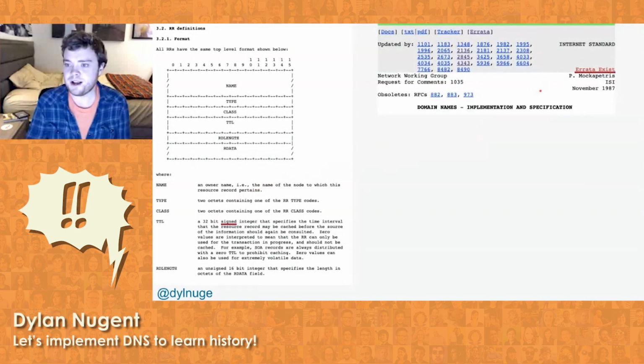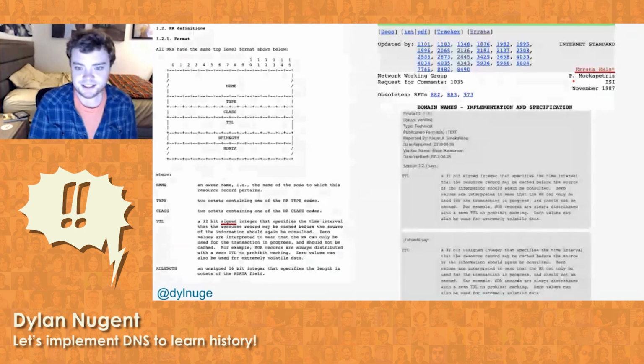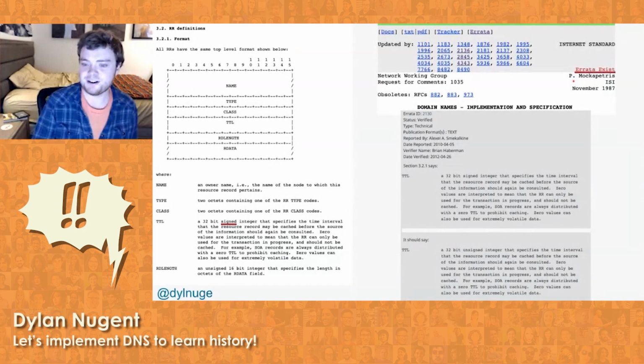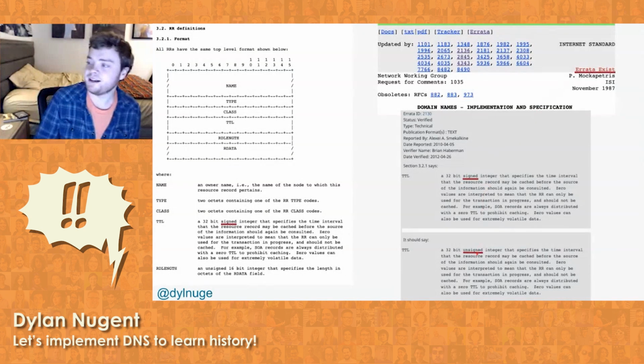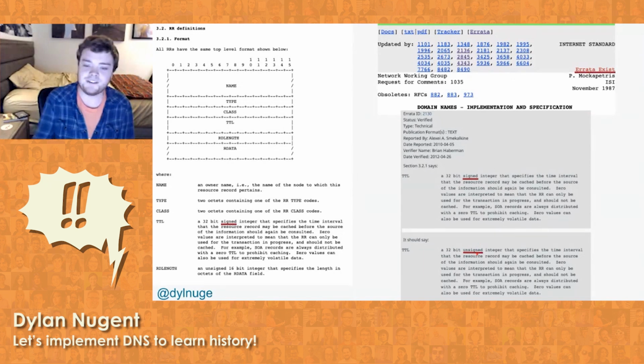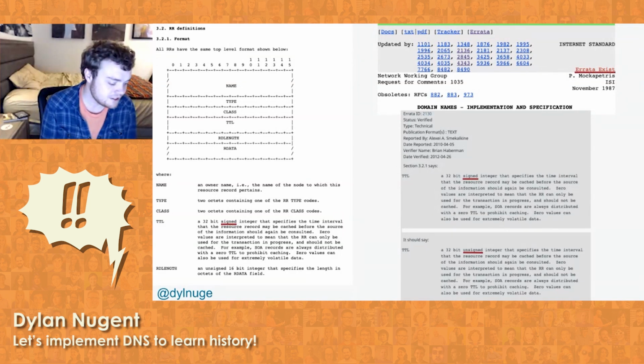Then I noticed this red errata notice up in the corner of the RFC. It turns out that there is an error in the document, and they actually meant to write unsigned. Something I find kind of fun is that this was discovered in 2010, almost 30 years after this document was originally published. This is a reminder that these documents are written by humans. Humans make mistakes. Not every design is an intentional design decision.